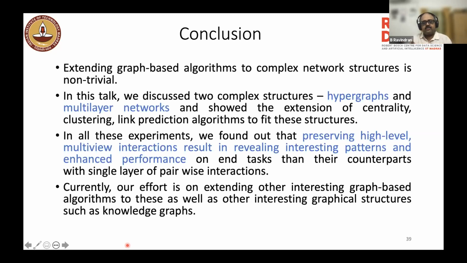And so we are extending this to other graph-based algorithms, not just these centrality, clustering, classification, and so on and so forth. And we're also looking at graphs that have more complex structures, such as something called knowledge graphs that's very widely used in computer science, where not just the nodes, but the edges also have types and features associated with them. So this thing can become arbitrarily complex very soon.